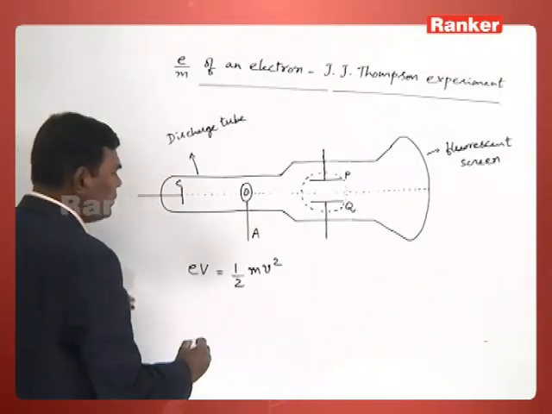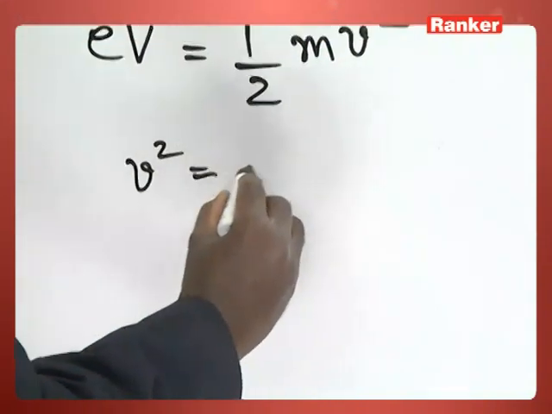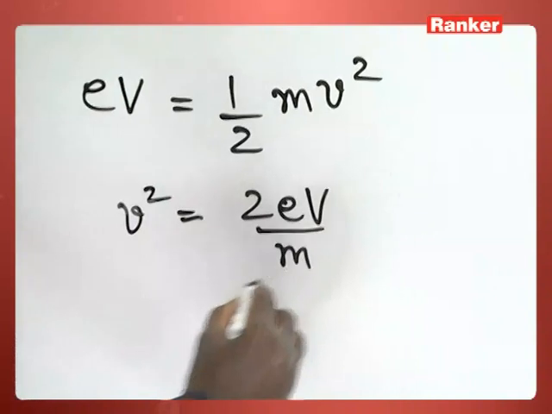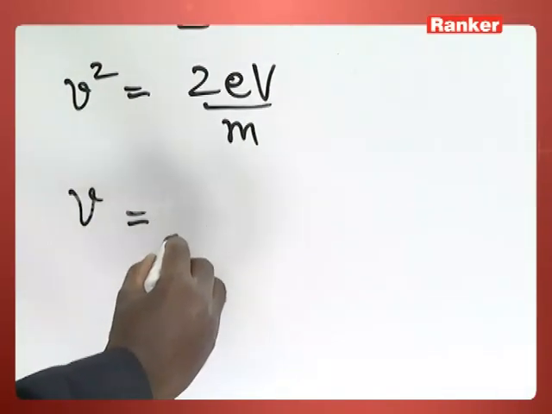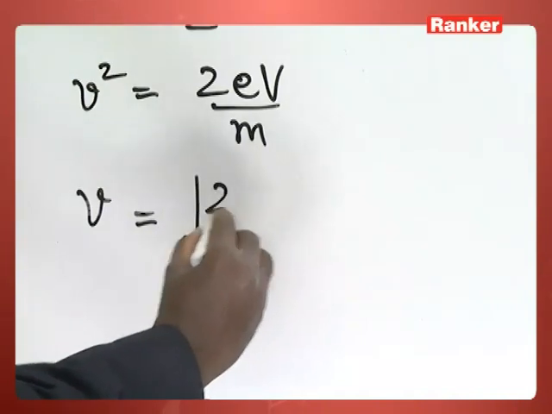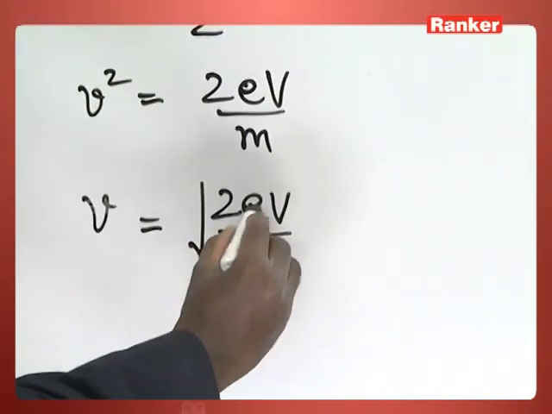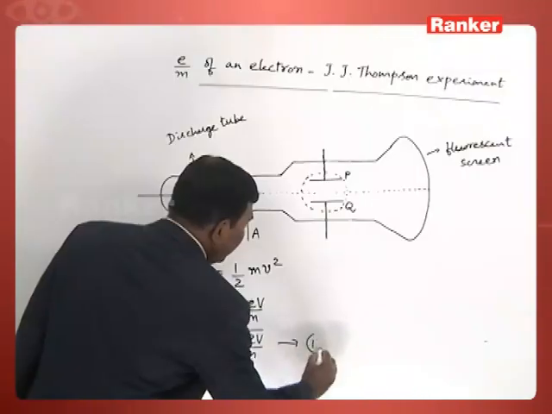From that, we can write an expression for v square, which is equal to 2eV by m, or we can write the expression for the velocity of the electron beam, which is equal to square root of 2eV by m. That is the expression for the velocity of the electron beam.